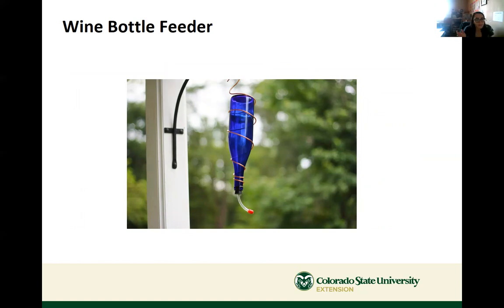on Amazon. And then you have an old wine bottle. You stick the stopper in there once you've filled it with your sugar water solution. And then the wire is just like a heavy gauge copper wire. And you have a DIY, I think, super cute hummingbird feeder that you can hang in your pollinator garden.